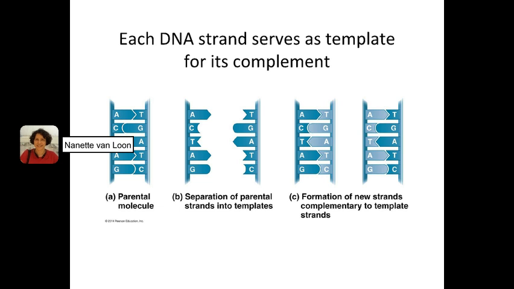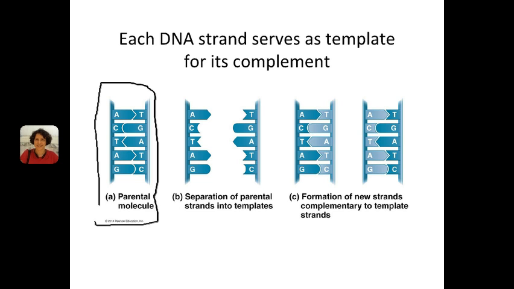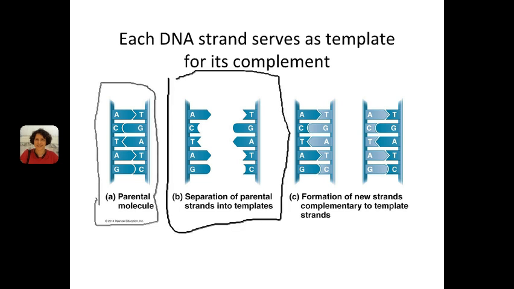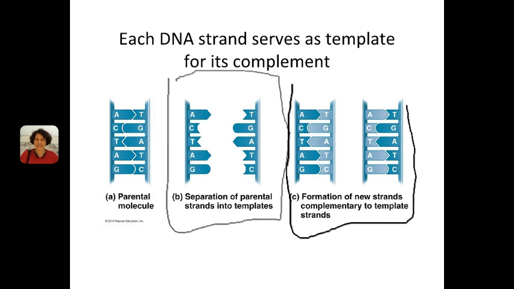So this is a model that proposes a mechanism for how DNA could replicate. Here you have a parental DNA double helix, two strands that are binding to each other through hydrogen bonds. The two strands separate from each other, and each of the two strands, notice that the parent strands are dark blue, becomes the template for a new strand that is complementary to it.